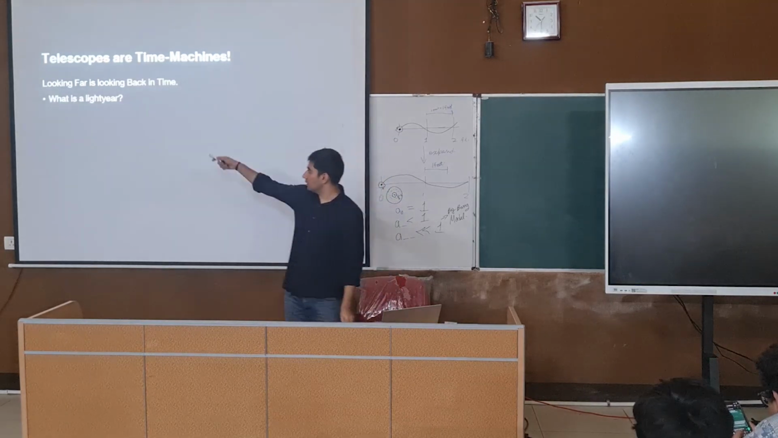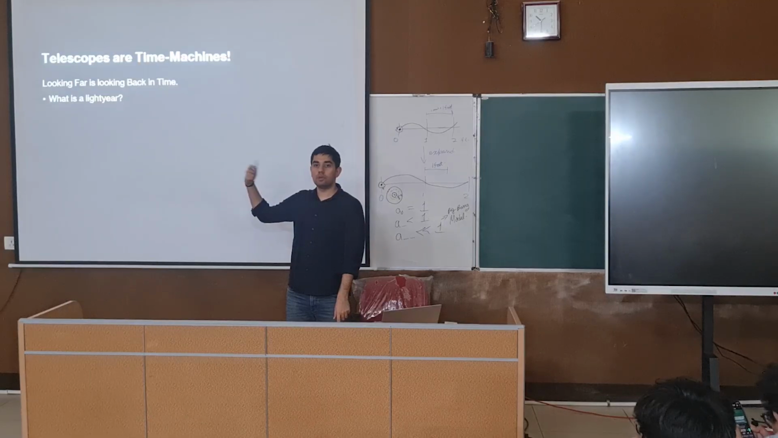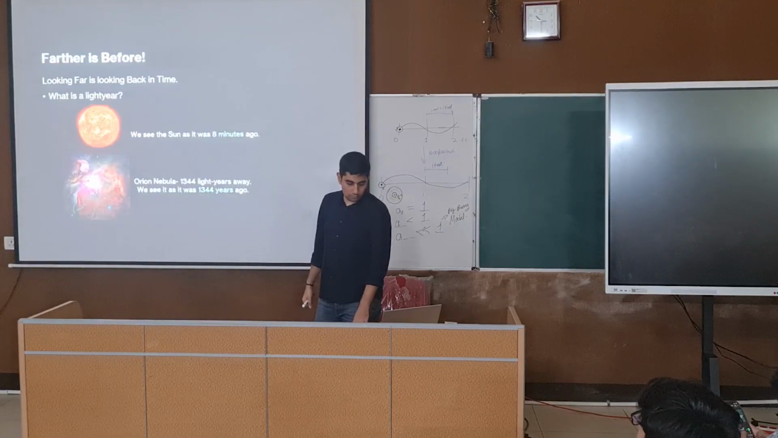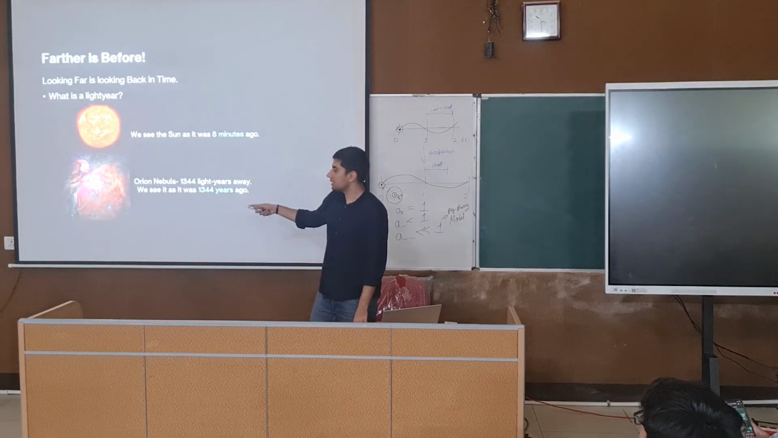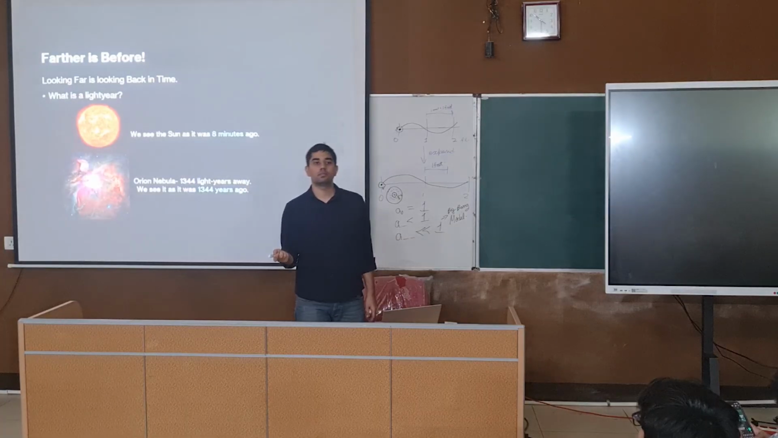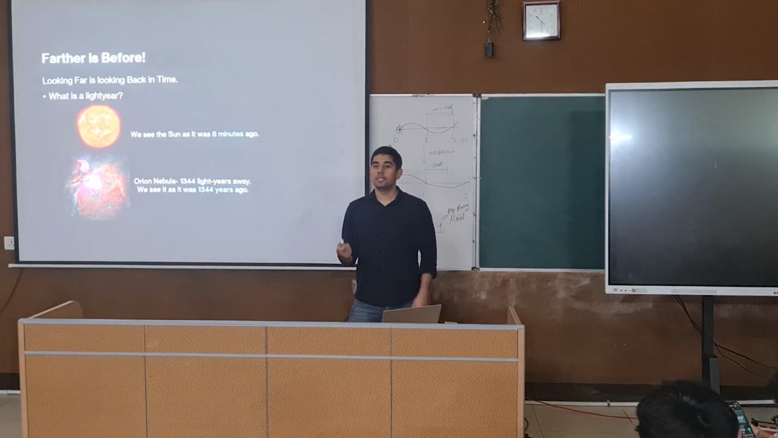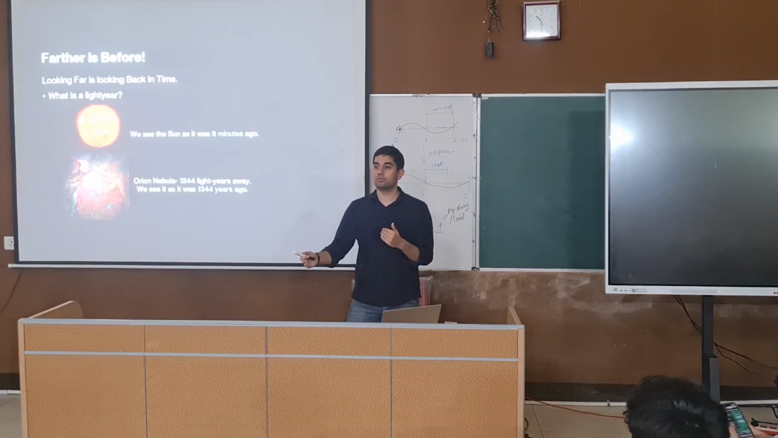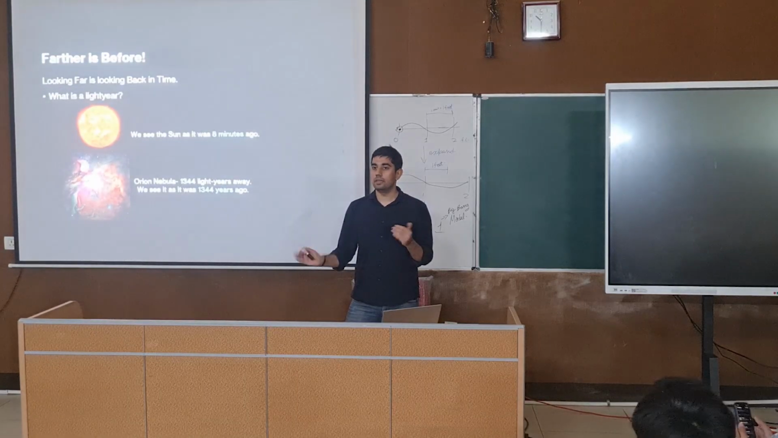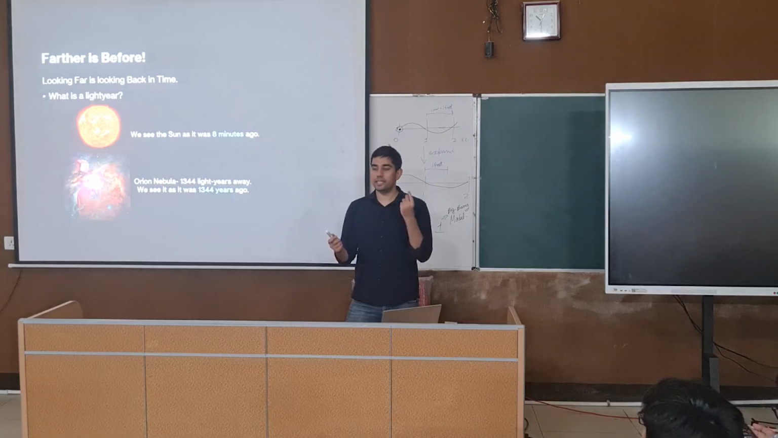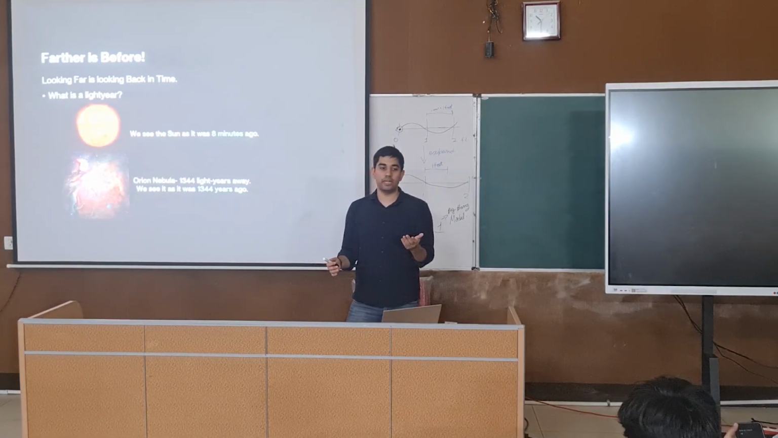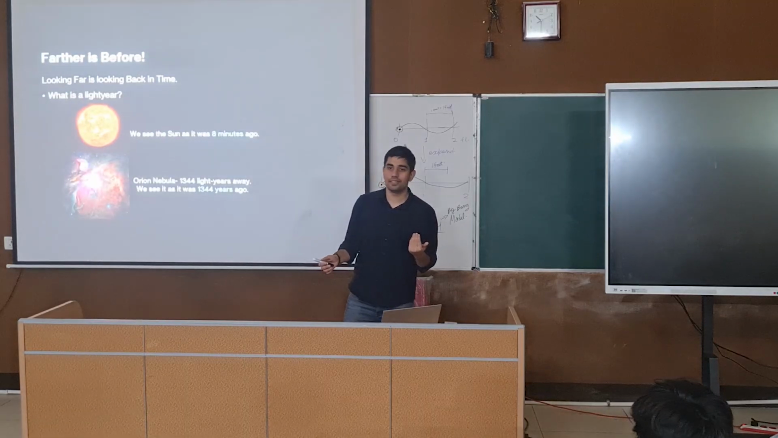You all know what a light year is? What is a light year? Distance traveled by light in a year. Right? So, the sun is 8 light minutes away. What does that mean? That the sunlight that is observed on Earth was emitted 8 minutes ago. Got it? If the sun disappeared instantaneously, or let's say turned into a black hole, we would not even know for 8 minutes that the sun has disappeared.